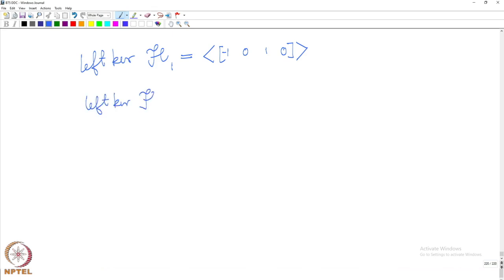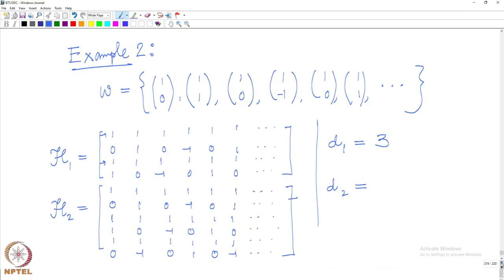left kernel of H2. So, first I notice that this guy that I had will continue to be there, minus 1 0 1 0, but I need to add 2 more zeros here because now I have size 6. Why is that so? Because once again here same thing repeats, the first row and the third row are the same. So, that is my first order equation, the only first order equation that I have.